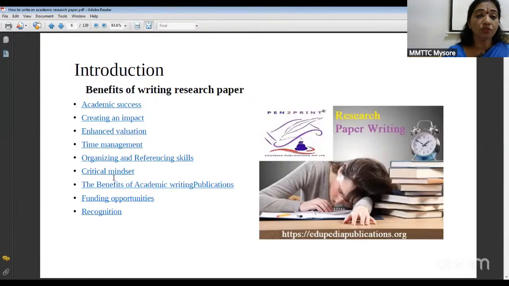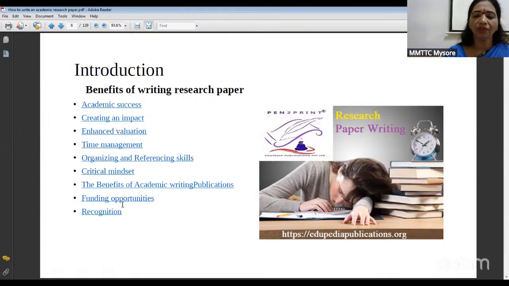and most importantly, you are going to develop a critical mindset to look critically at whatever you have written or the ideas you are coming out with. It is also going to be helpful in academic writing and publications, and it will attract funding opportunities based on your publications.